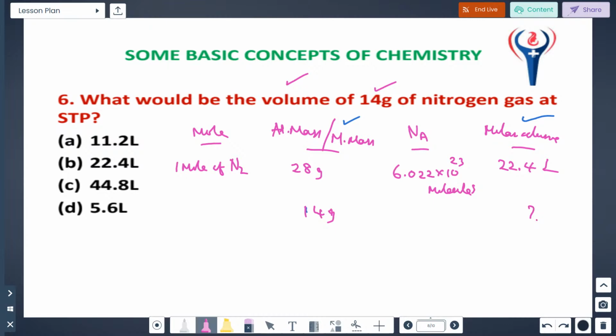28 gram occupies 22.4 liters. Therefore, 14 gram occupies how much? It will be half. 28 becomes half, then this also will be half. So the answer will be 11.2 liters. Are you following? Right. Next one.